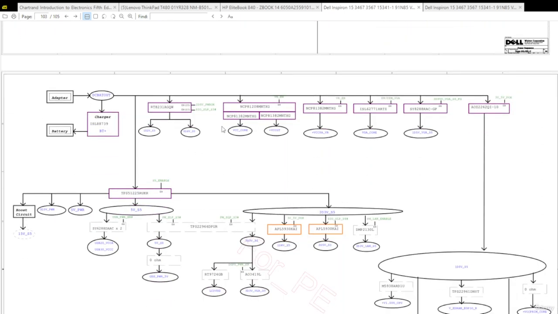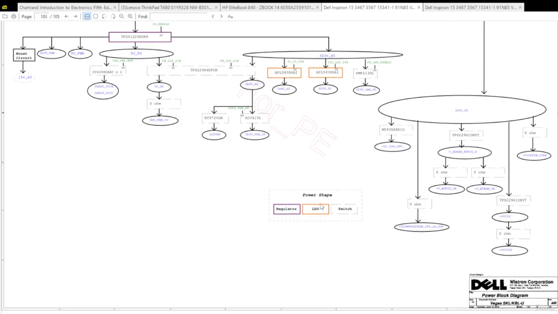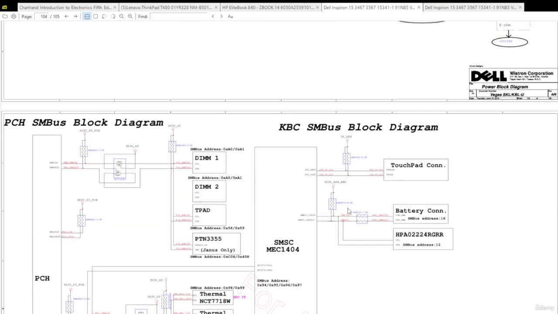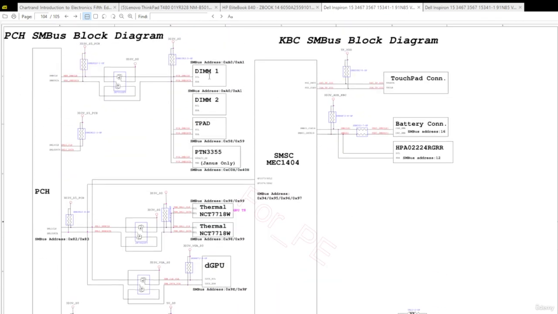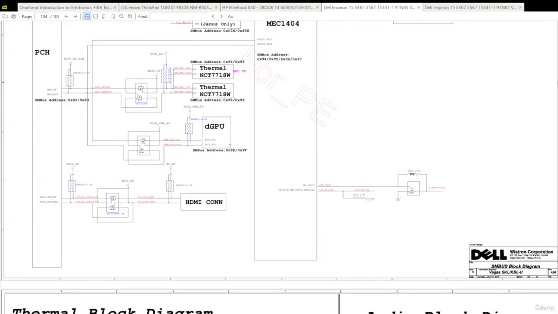Then here they show you how voltage is broken down from the adapter, the battery, and how it is broken down to 5 volts, 3 volts, the LDO, the regulator, the switch. So this voltage we are going to look at them all in the future. We have the PCH, the same bus block diagram. This is the communication, how the trackpad, the battery, the charger, all how they communicate on the motherboard.